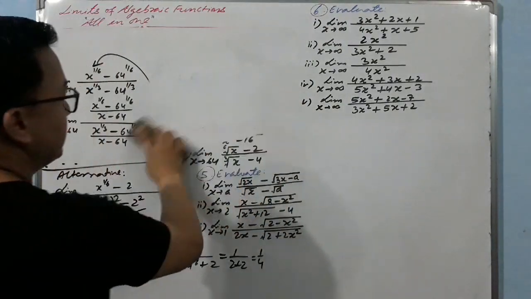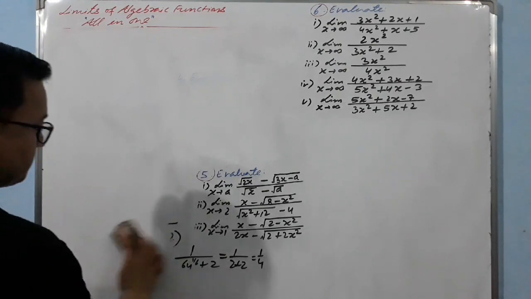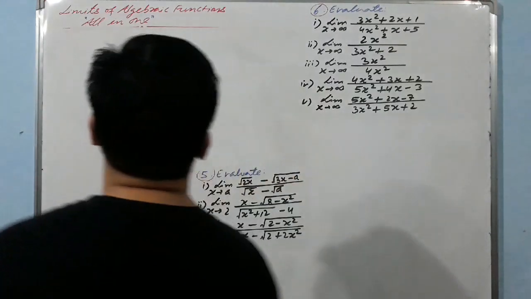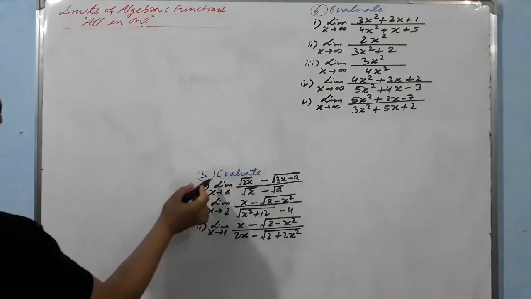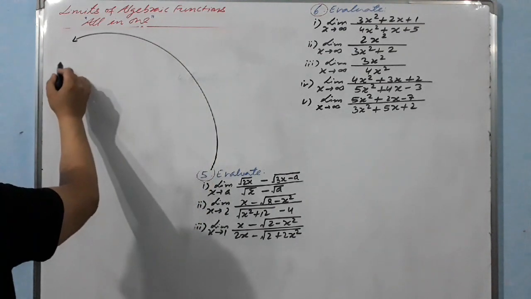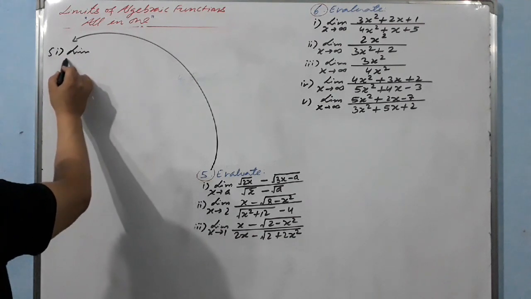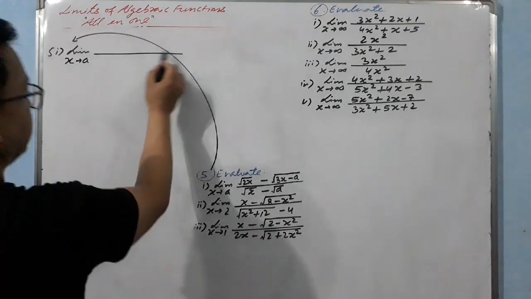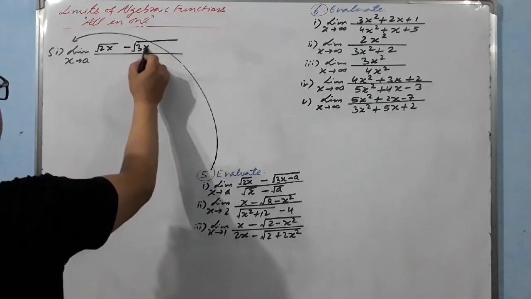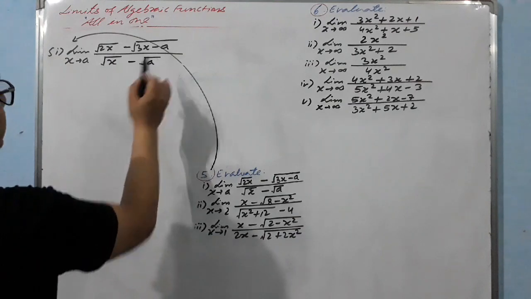Now I'm going to resolve these questions. Question number 5. This is also an easy question. Now I'm going to start the solution from here. Limit as x tends to a, root 2x minus root 3x minus a, over root x minus root a.